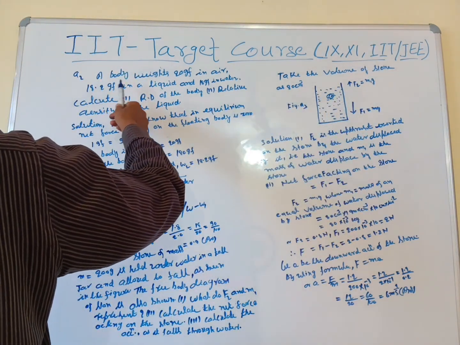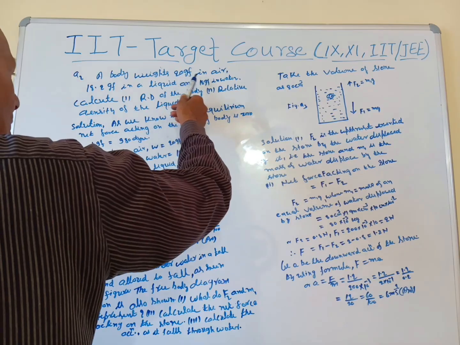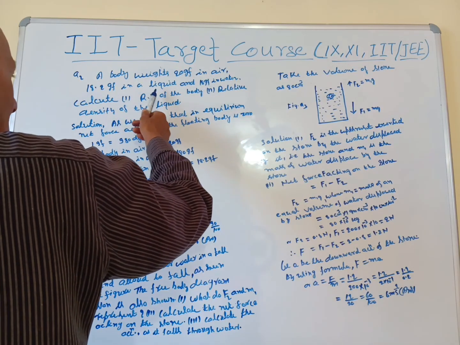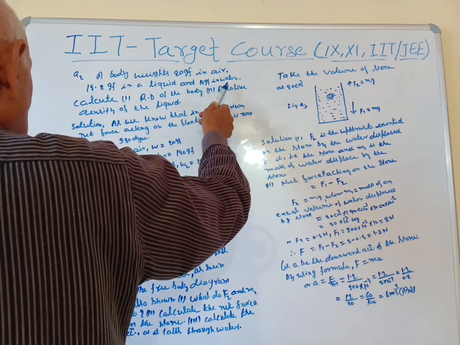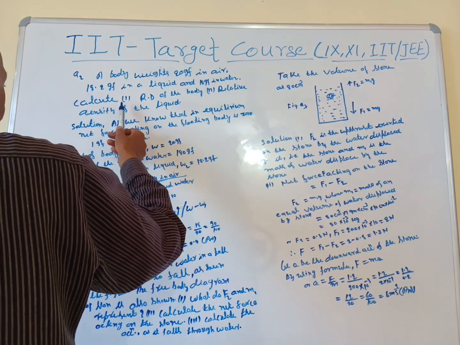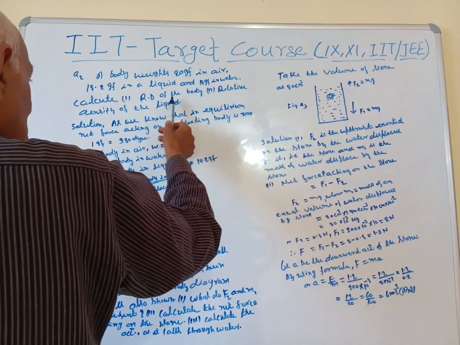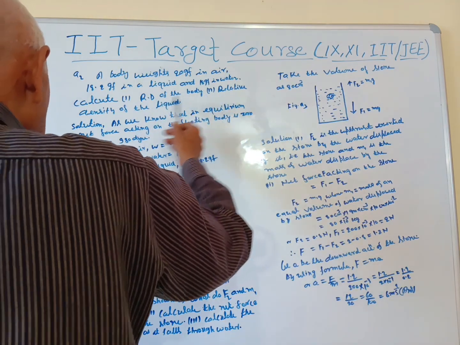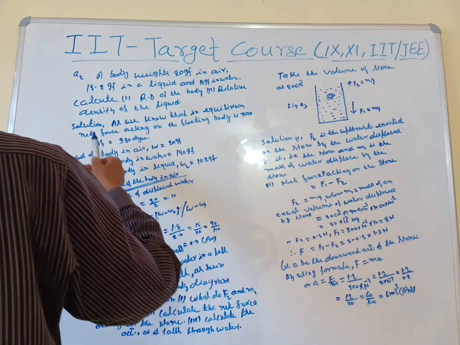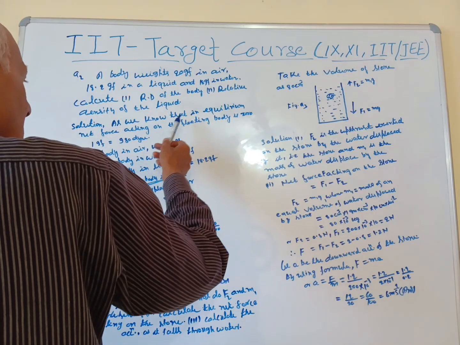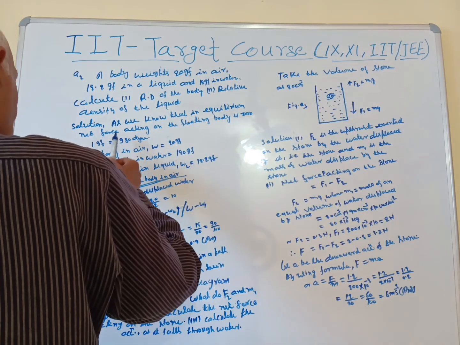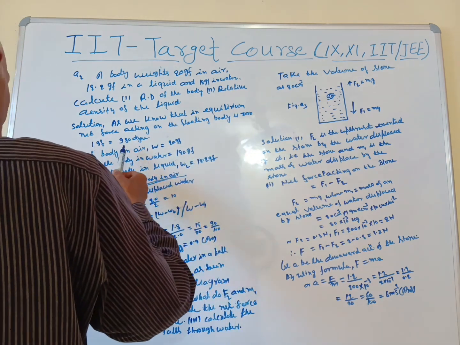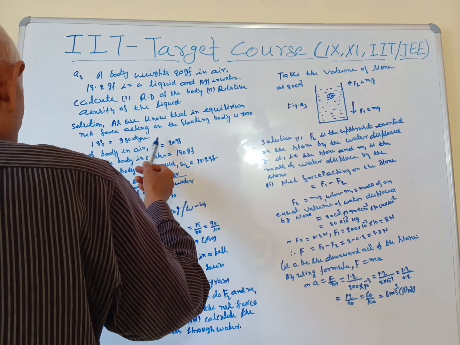Question 2. A body weighs 20 gram force in air, 18.2 gram force in a liquid and 18 gram force in water. Calculate first the relative density of the body, second the relative density of the liquid. Solution. We know that in equilibrium, net force acting on the floating body is 0.